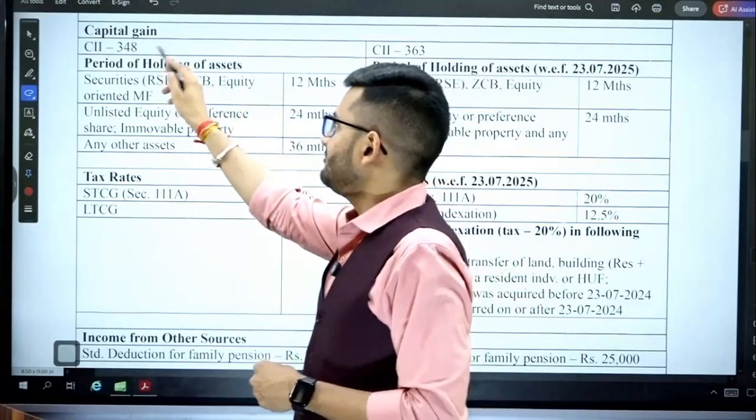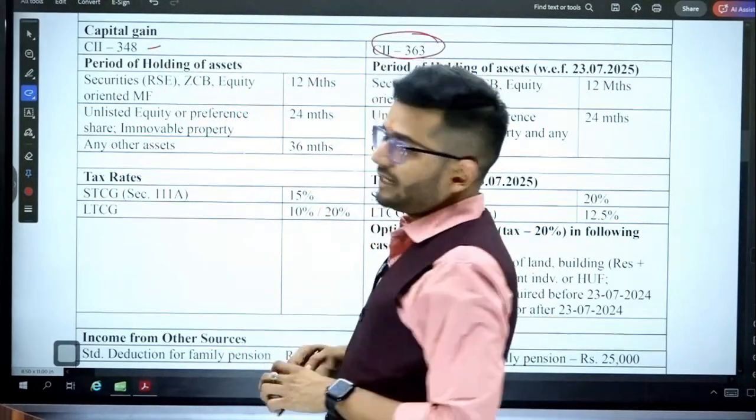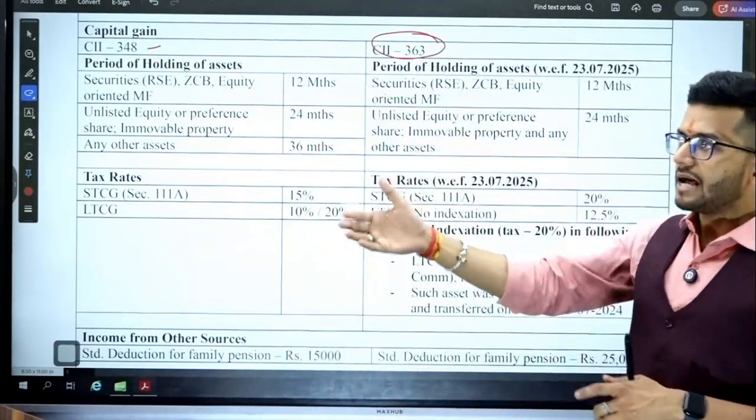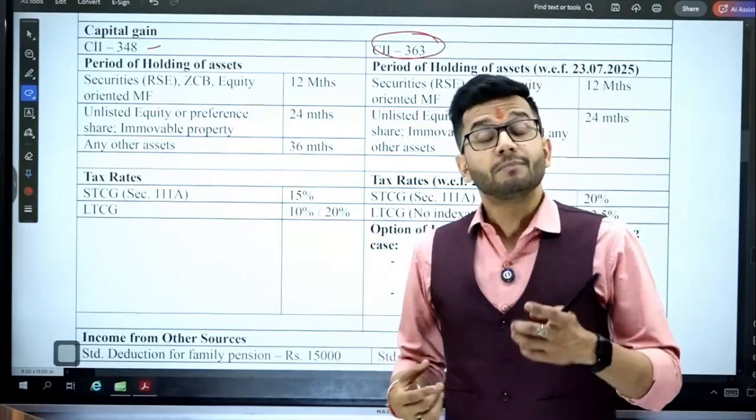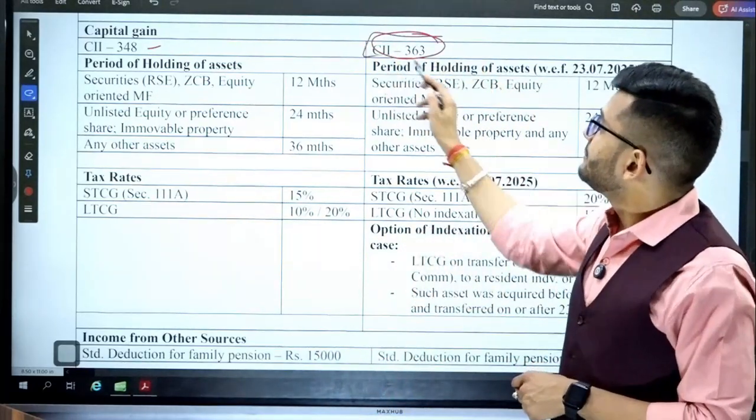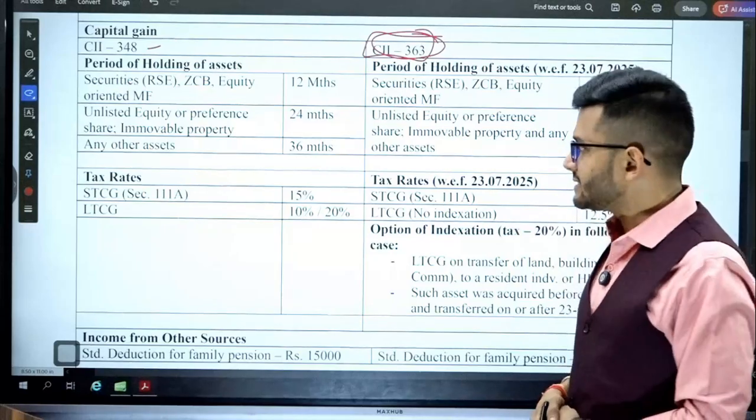So first of all, CII 348 and the current year's CII is 363. Of course, in the examination, most likely you will be given the CIIs, but it's always preferable to remember the last year's CII. All right, sir.